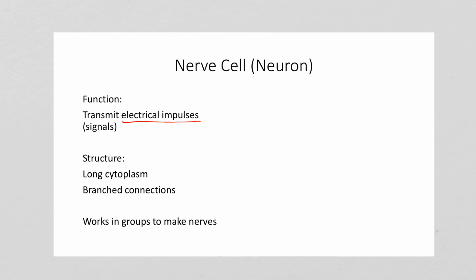Because the nerve cells are essentially a series of, you can almost think of them as wires throughout the body, there need to be lots of different opportunities for them to connect to other neurons. So at both ends, and we'll draw it in a second, you have these branch connections so that they can connect to other neurons or to muscles or to other effectors like glands.